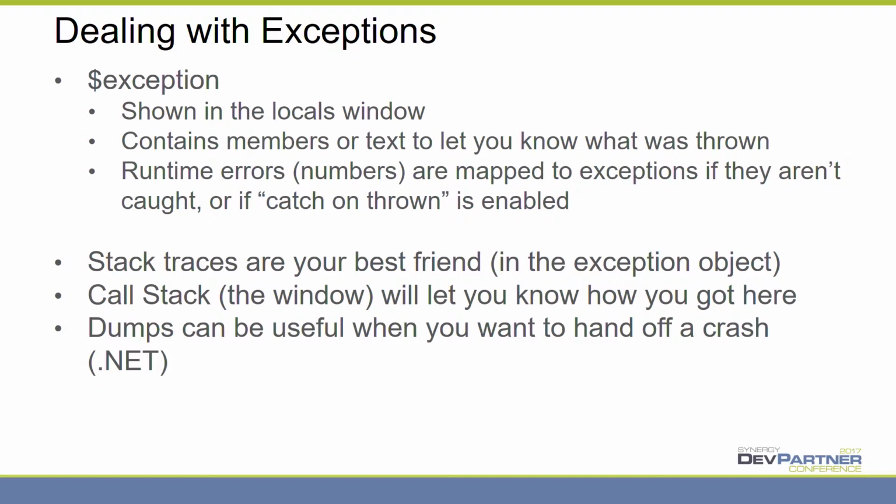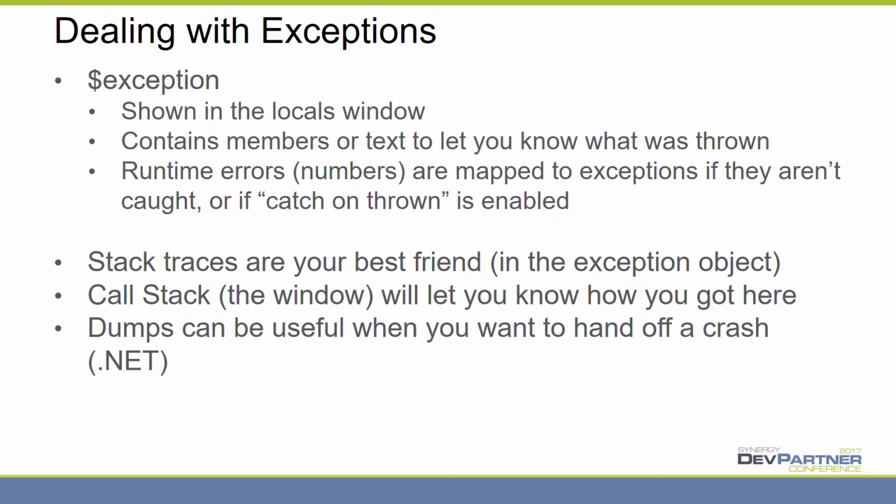So once you've got that exception, what do you do? You've got stack traces potentially in the exception object. You've got the call stack window that's available to you, so you can try and figure out how did I get here? What was the state of the world in the routine that called me?